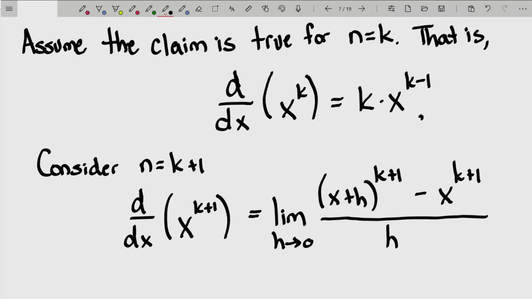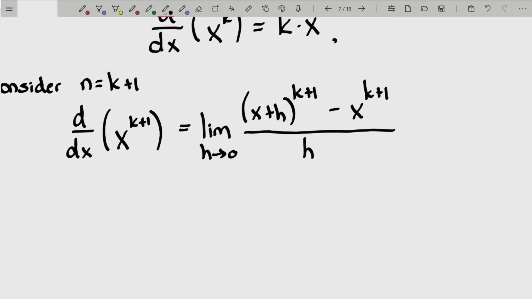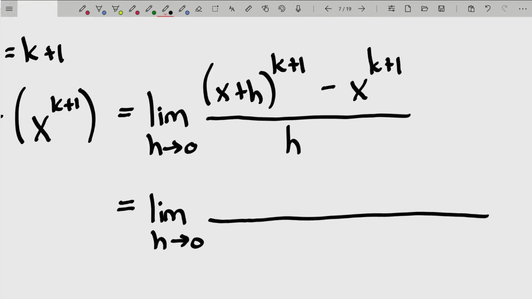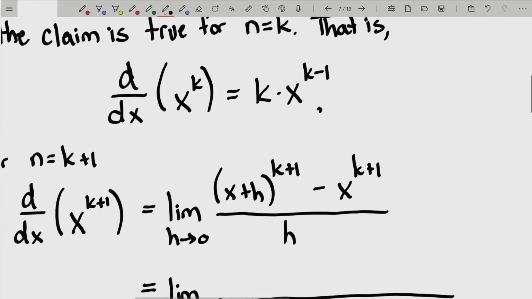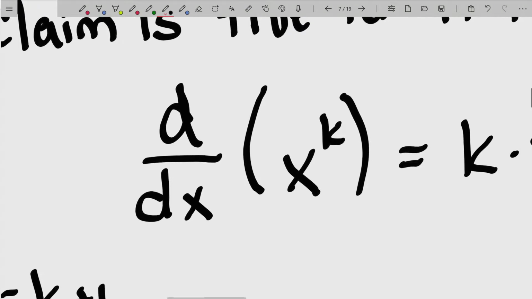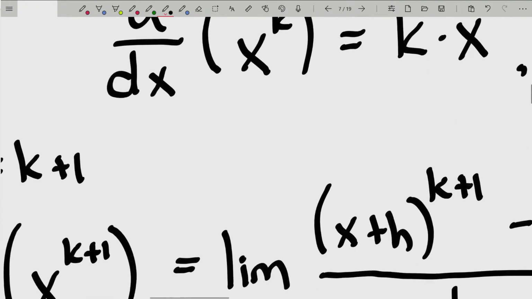Now, by the definition of the derivative, the derivative of x to the k plus first is just the limit as h goes to 0 of x plus h to the k plus first power minus x to the k plus first power, all being divided by h. Now, this next step, there are a couple ways to go about it. I'm actually going to just use basic algebra for this next step. So I'm going to say that's the limit as h goes to 0, and I really would like to get these powers to not be k plus 1, because I have made an assumption about the derivative of x to the k. So if I can get that to be x plus h to the k and an x to the k, then I'm good as gold.